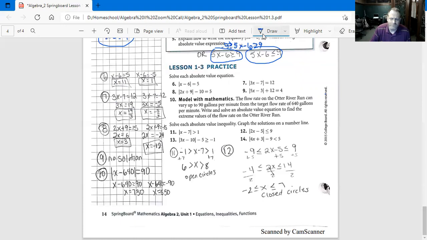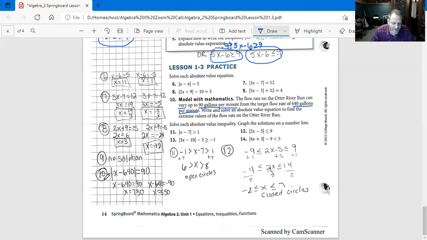Okay, number 10. All right, so the flow rate on the Otter River run can vary, there's our word vary, up to 90 gallons per minute, so 90 per minute, from the target flow rate of 640 gallons per minute. Solve an absolute value equation to find the extreme values of the flow rate on the Otter River run.